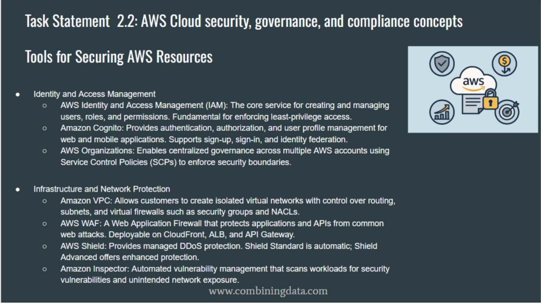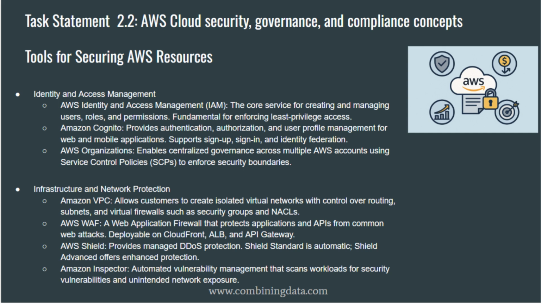Now let's talk about tools for securing AWS resources, starting with the first group of tools: identity and access management and infrastructure and network protection. First, everything in AWS security starts with who can access what, and that's where identity and access management comes in.